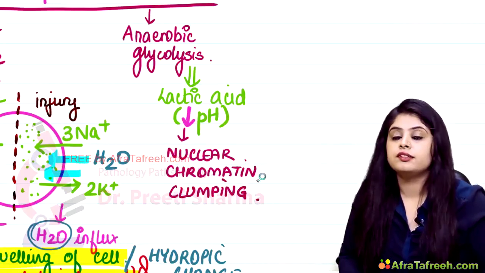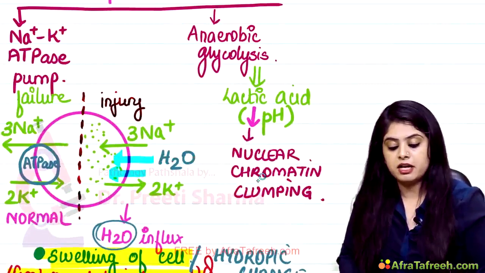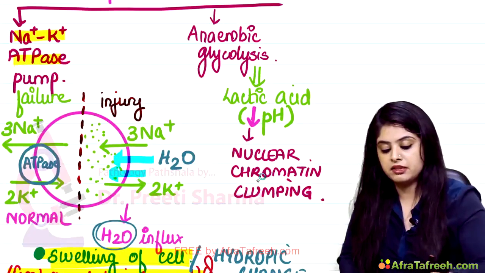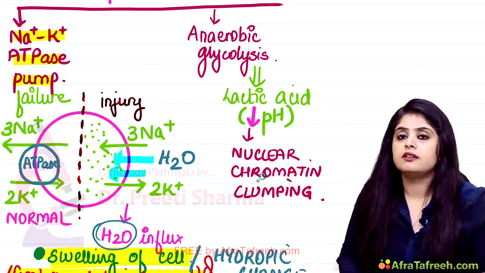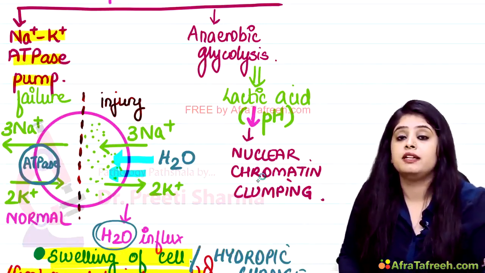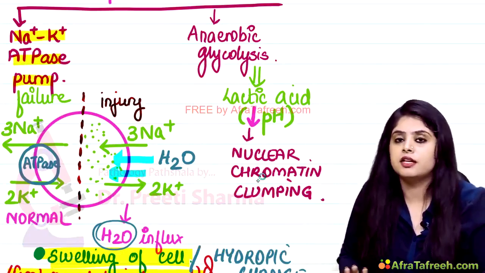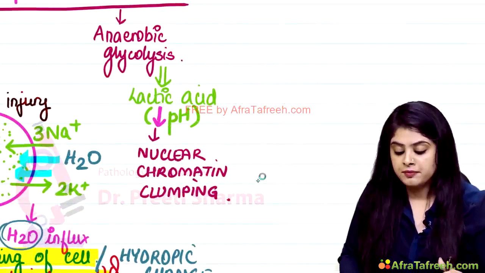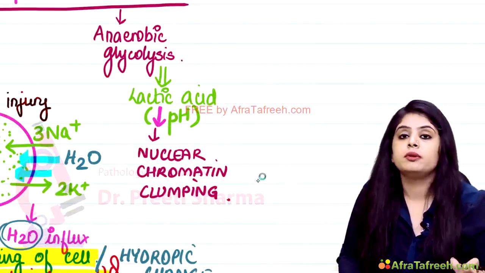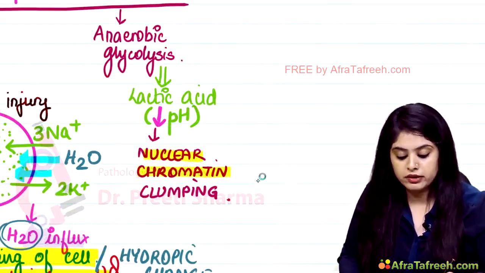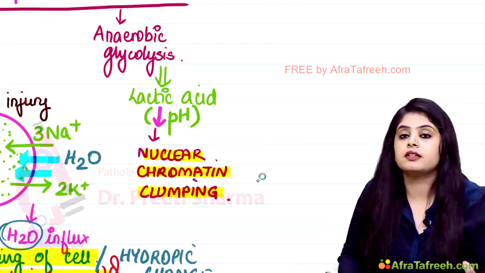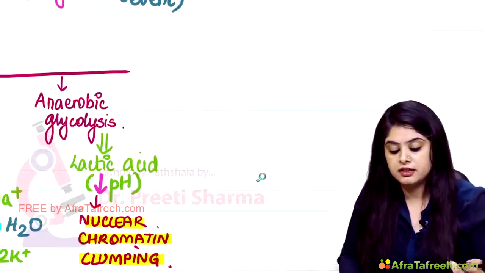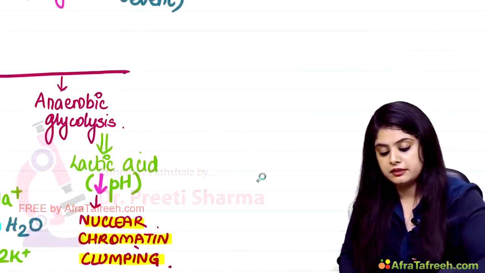So now do you notice in the first part of the pathogenesis, when we were disrupting the sodium potassium ATPase pump, in the end we started breaking the membrane by forming myelin figures. So the membrane was starting to give way a little. After this, in anaerobic glycolysis, the nucleus starts getting affected. So the membrane is also getting affected, the nucleus is also getting affected. Now comes the third hit.